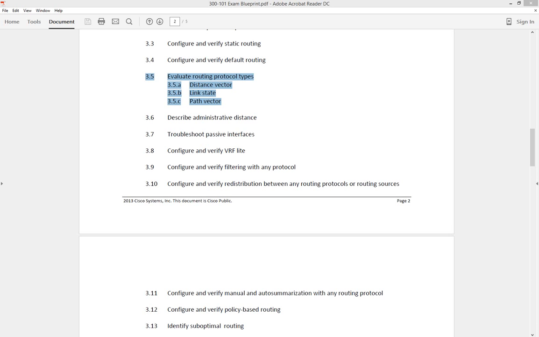RIP has a maximum hop count of 15. So if you go 16 hops, you will be considered to be, what's the word I'm looking for? Well, it doesn't scale any past that, so you'll be unreachable. That's what I was looking for. So with RIP, you can go 15 hops, and that's as far as you can go.